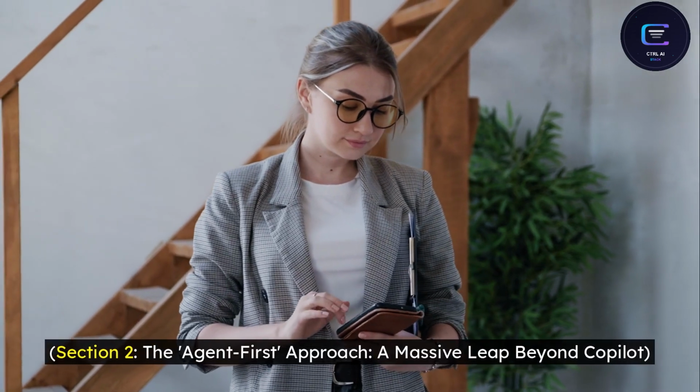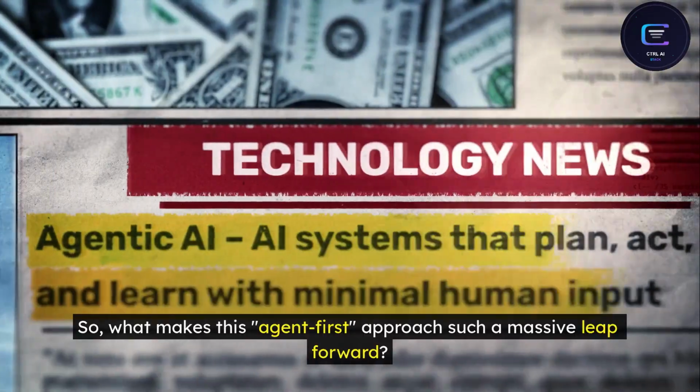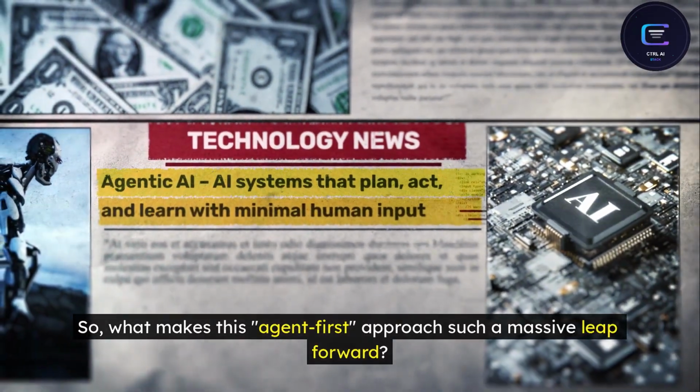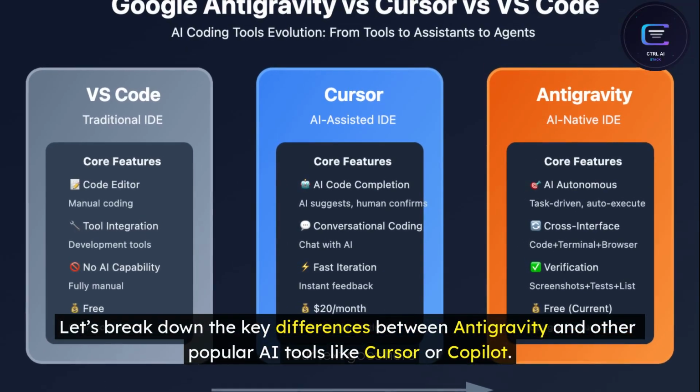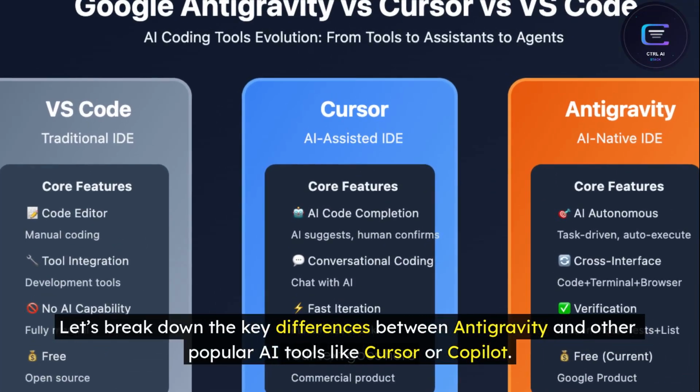Section 2. The Agent-First Approach. A massive leap beyond Copilot. So, what makes this agent-first approach such a massive leap forward? Let's break down the key differences between Antigravity and other popular AI tools like Cursor or Copilot.